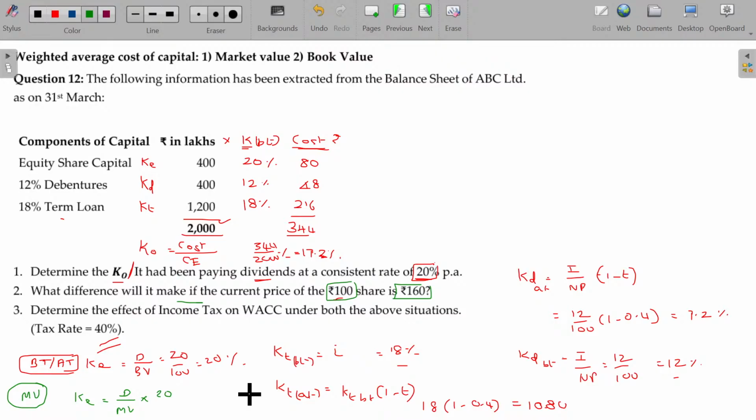So the numerator will be the same 20, but the 100 rupees share is traded at 160. As an investor, how much do you have to invest? 160 rupees you have to invest to get 20 rupees dividend. Naturally, what is the percentage of return you are getting? 12.5%.